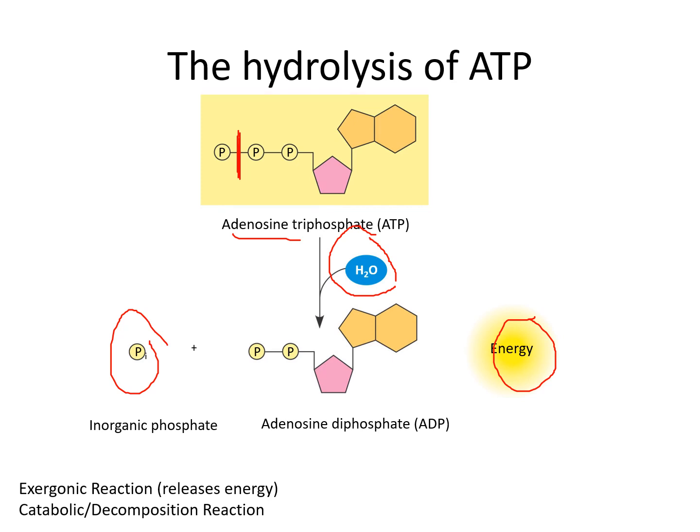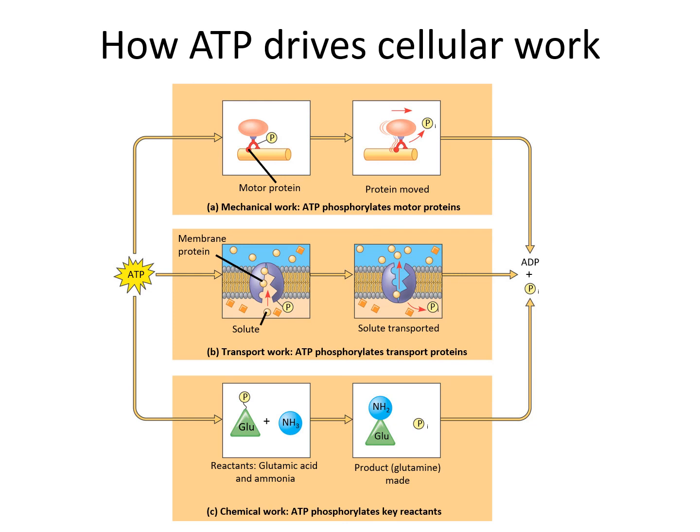Okay, so this is an exergonic reaction. It releases energy. It is catabolic, right? We start with a bigger molecule and we make smaller molecules, and it is a decomposition, so a hydrolysis or decomposition reaction. Okay, so what this image is showing you here is that ATP can use this tiny little burst of energy in a lot of cool ways, and we'll see this over and over again.